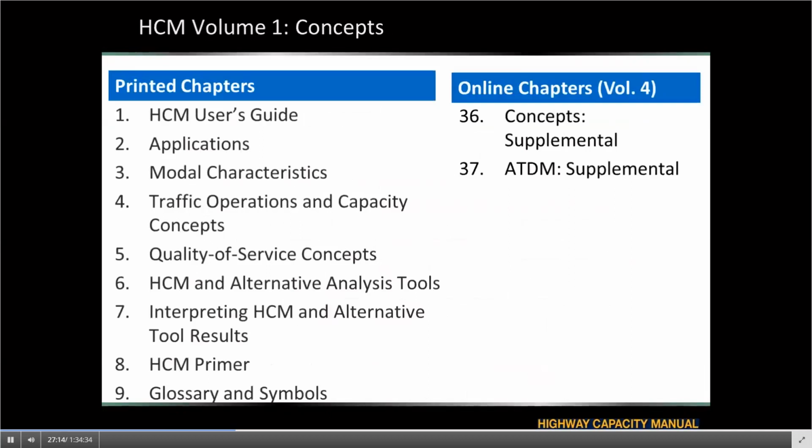Now I'll briefly go over the chapter organization of the HCM, starting with Volume 1. Volume 1 presents concepts that all HCM users should be familiar with before applying the manual, either by hand or through software. The chapter structure of Volume 1 is the same as the HCM 2010. Chapter 36 in Online Volume 4 provides supplemental information that supports Volume 1. New information in this chapter includes guidance on measuring travel time reliability in the field and listings of reliability values for selected U.S. roadways. Chapter 37 provides concepts related to active traffic and demand management.